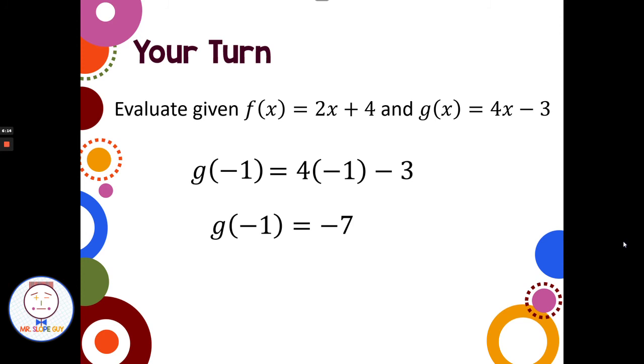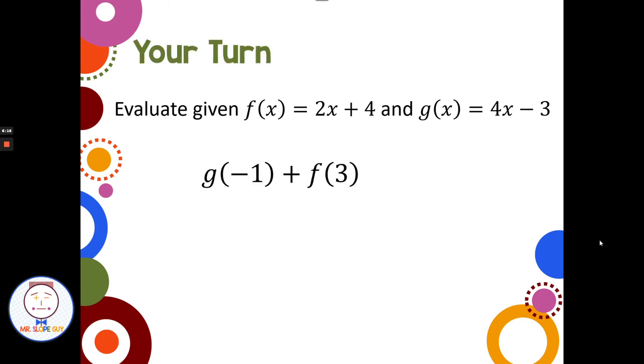All right, let's see what we can do next. Next we have, pause the video here, and you guys find g of negative 1 plus f of 3. All right, well, we actually found both of these. We found g of negative 1. We found f of 3. So g of negative 1 was negative 7. f of 3 was 10. Then when I add negative 7 and positive 10 together, I get 3. So g of negative 1 plus f of 3 is 3.